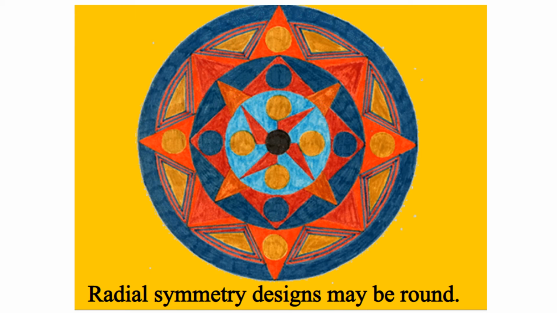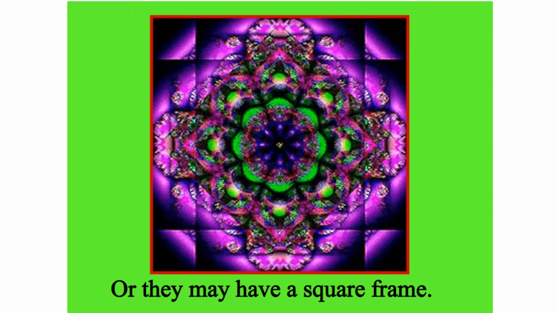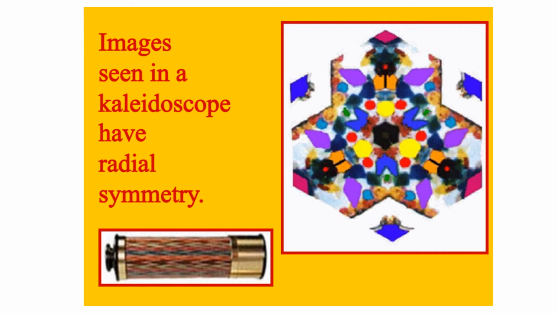Radial symmetry designs may be round, or they may have a square frame. Another great example of images with radial symmetry are those that are seen when you look through a kaleidoscope.